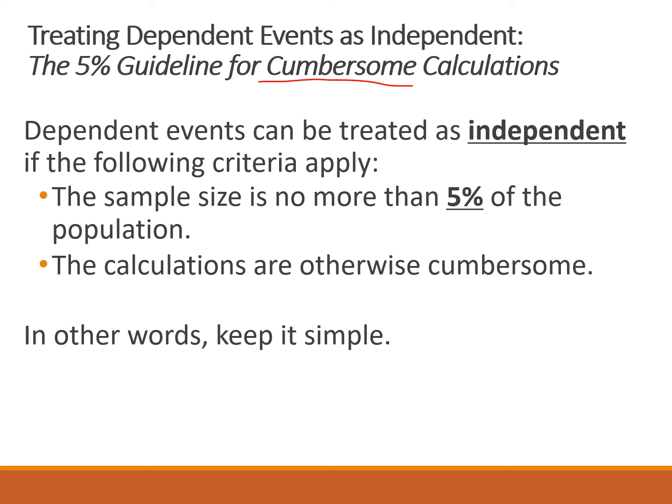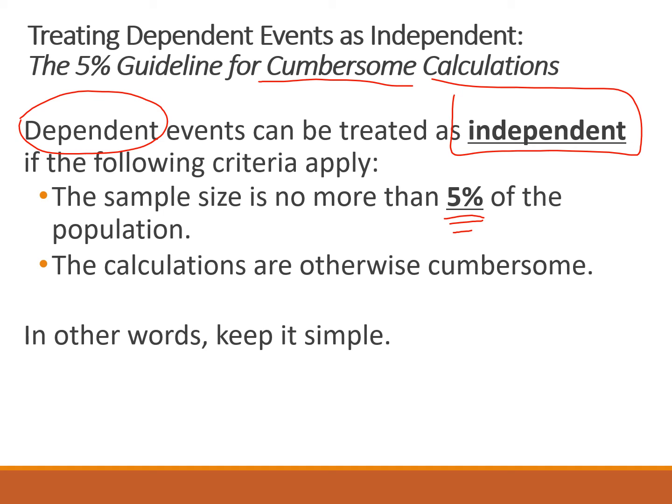So instead of treating these all as dependent events where we're changing the probabilities and making them conditional probabilities, we're going to treat them as independent. Okay, we can do this as long as our sample size is no more than 5% of the population. And keep in mind that this is really a shortcut. It's not really the correct way to do the problem.